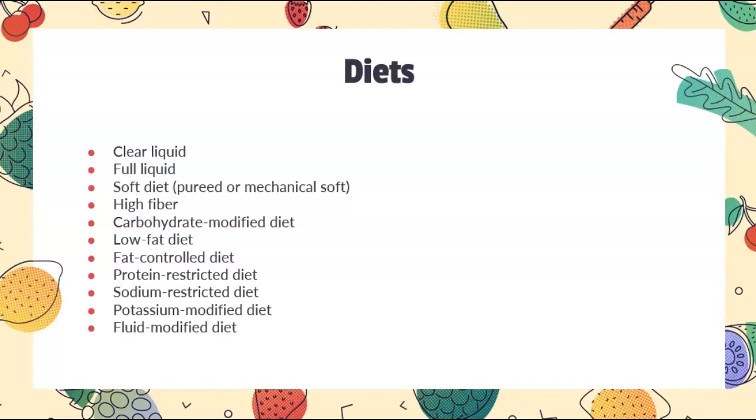A soft diet, or pureed or mechanical soft, is low in fiber and similar to a regular diet. It includes foods from all food groups, but strong spices are avoided. This can be ordered for patients who have difficulty chewing or swallowing because the meats are ground up and the fruits and the vegetables are cooked and then pureed.